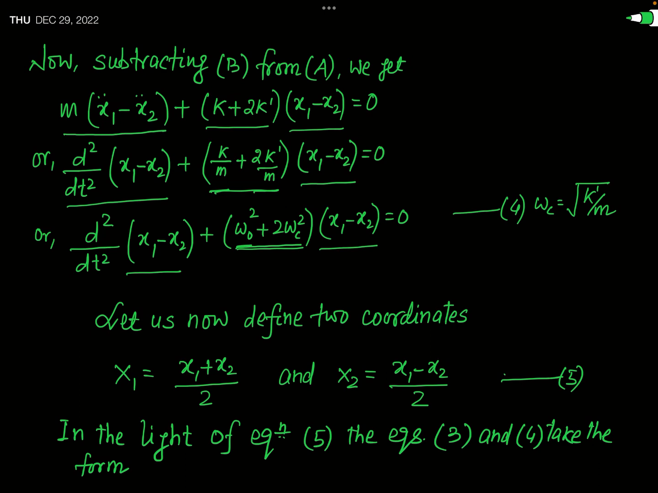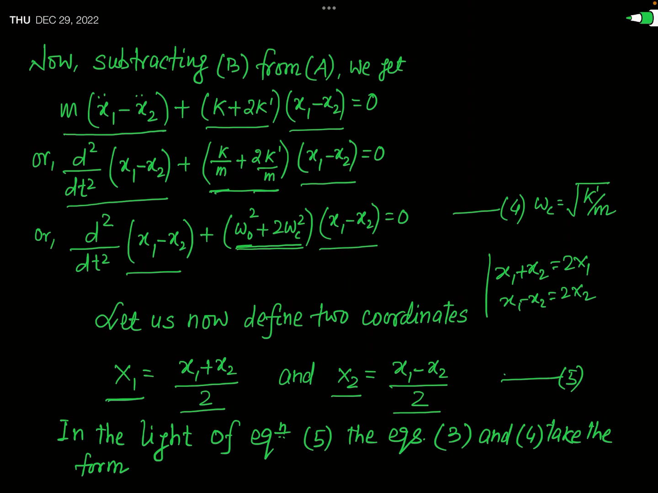Now to simplify these two equations which we obtained in equations 3 and 4 after adding and subtracting the equations of motion, we introduce two new coordinates. Let us define them like this. Capital X1 is our first new coordinate, defined as (x1 plus x2) divided by 2. The other new coordinate is capital X2, defined as (x1 minus x2) divided by 2. So x1 plus x2 will be equal to 2 capital X1, and x1 minus x2 will be 2 capital X2.